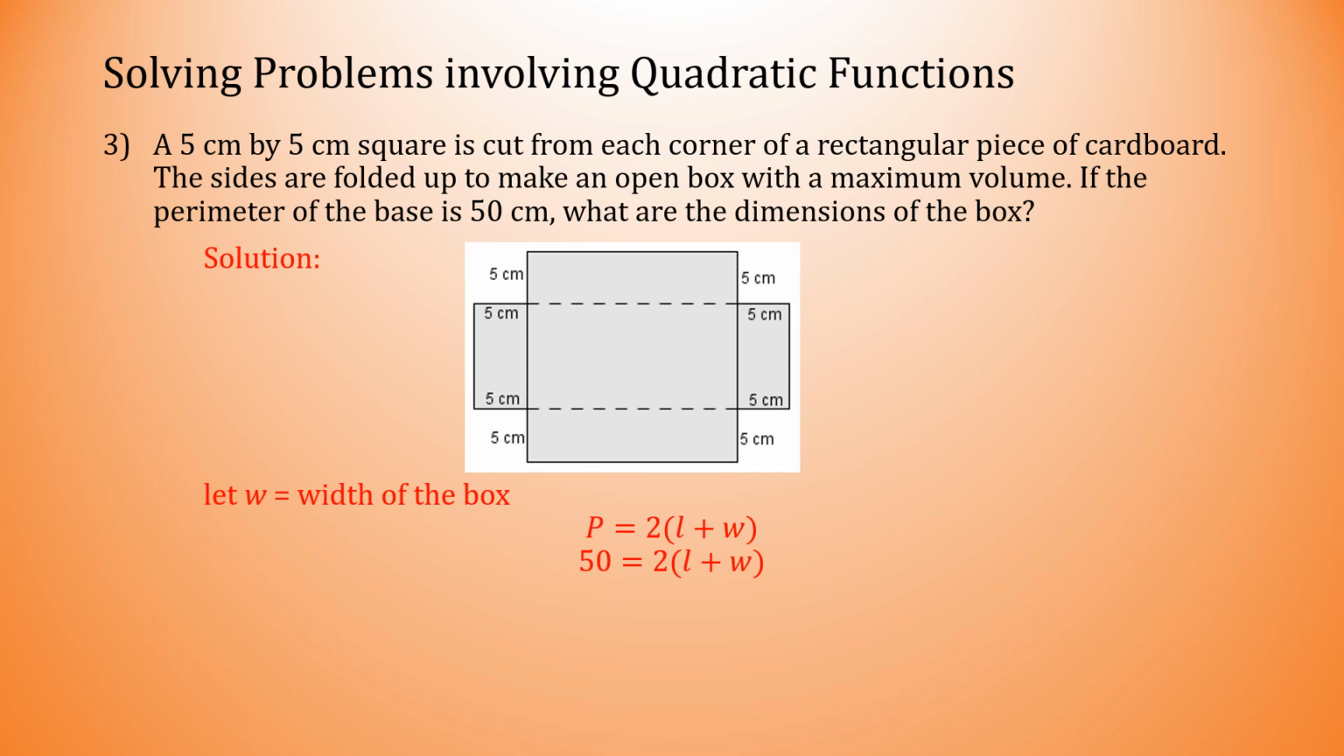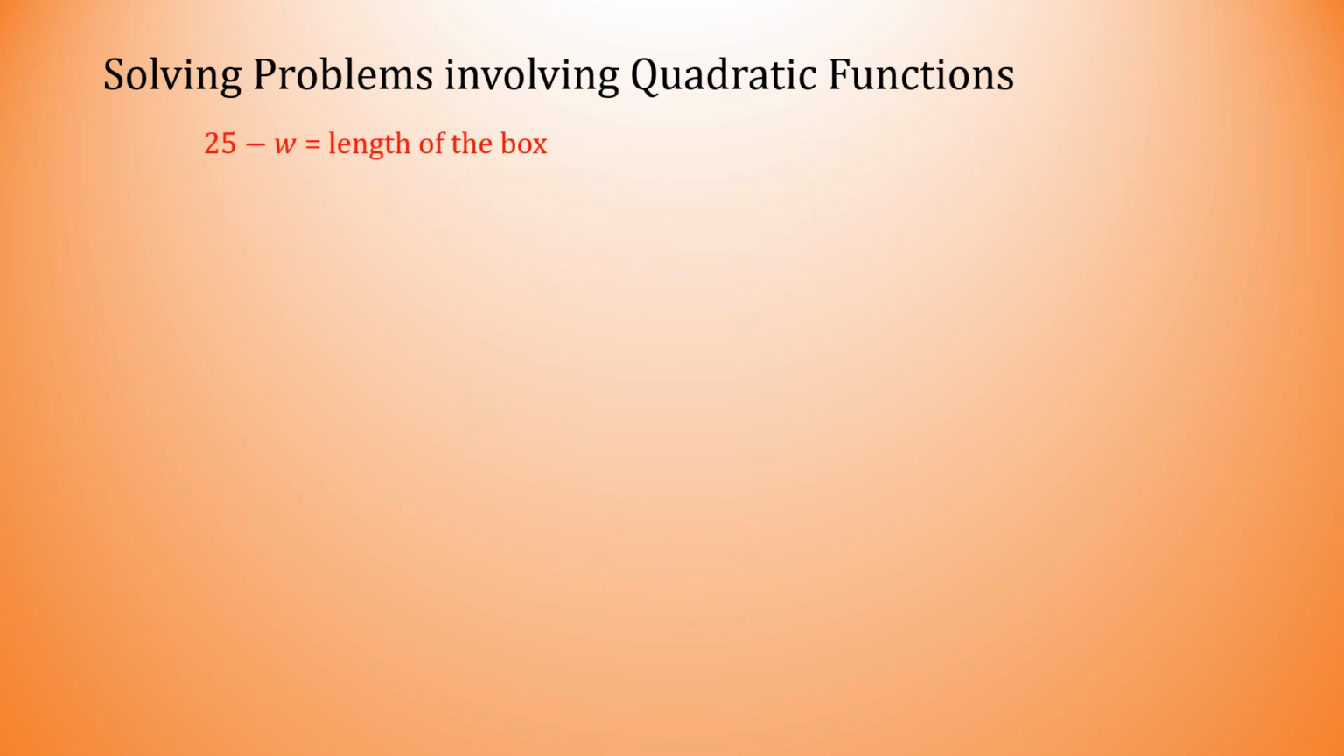Dividing both sides by 2, we have 25 is equal to L plus W. To get L in terms of W, we have 25 minus W is equal to L. So we have 25 minus W be the length of the box, 5 be the height of the box. And we have V of W is equal to L times width times height, which is the volume of the box.